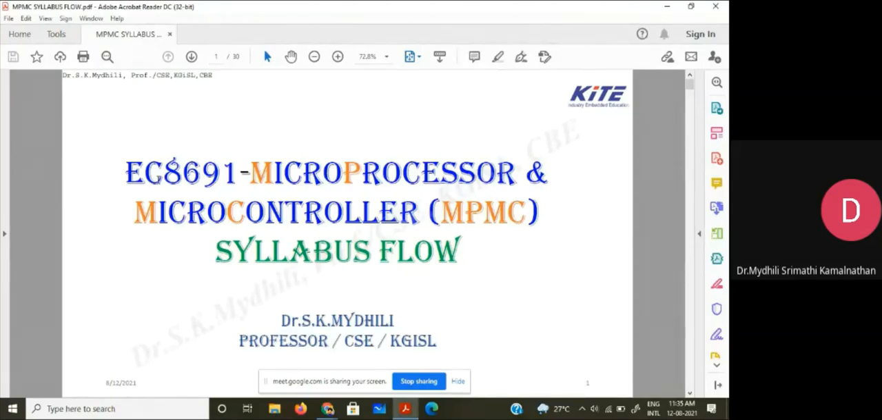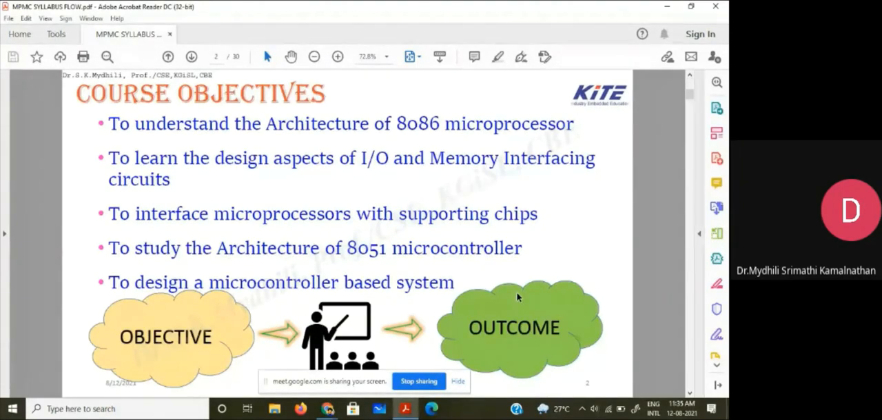The subject EC 8691 Microprocessor and Microcontroller, shortly called MPMC. In today's session, we are going to see the introduction part: how this MPMC is related, what you are going to study, and at the end of the course, what you will be knowing.